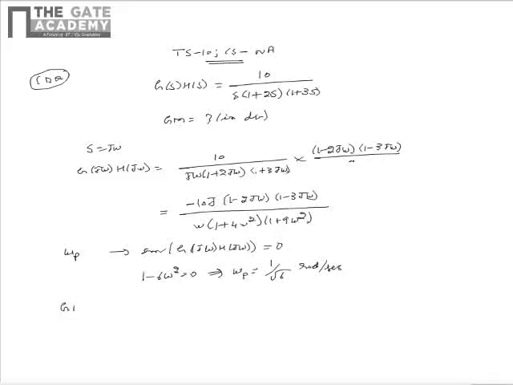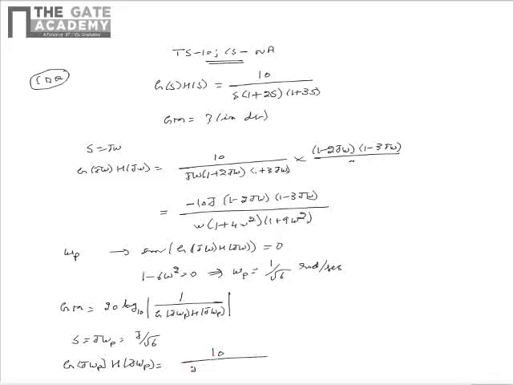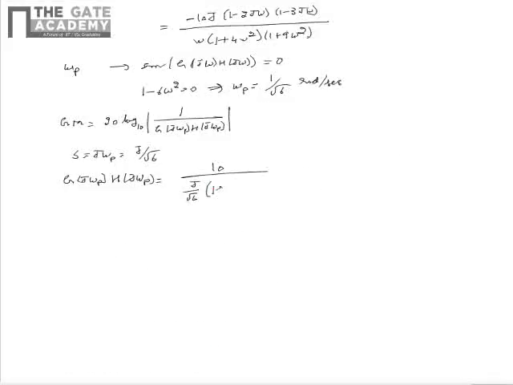So from this, we can calculate the gain margin as Gm is equal to 20 log 10 of 1 by the magnitude of G(j omega p) H(j omega p). So upon substituting s is equal to j omega p is equal to j by root 6, we see that G(j omega p) H(j omega p) is equal to 10 divided by j by root 6 multiplied by (1 plus 2j divided by root 6) multiplied by (1 plus 3j divided by root 6).